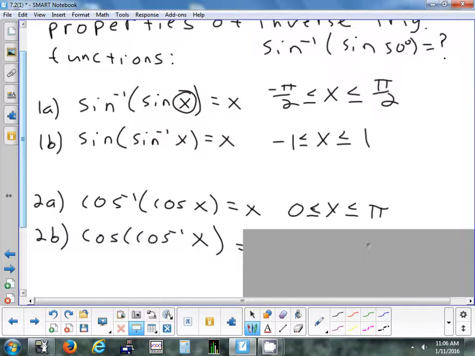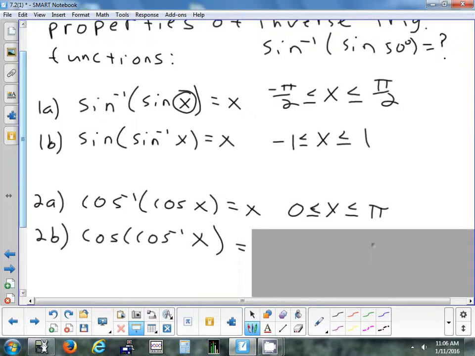Okay, so as long as you pick an angle here between 0 and pi, or 0 and 180 if you're in degrees, inverse cosine and regular cosine will cancel out. You can try that on your calculator. Okay, I'm not going to do that one.